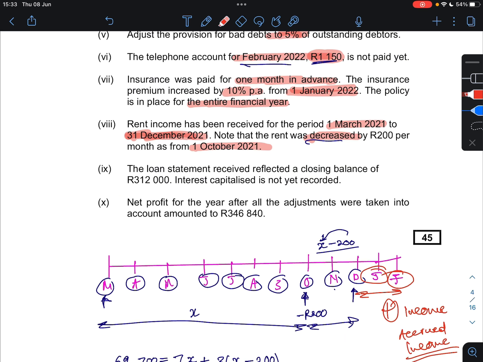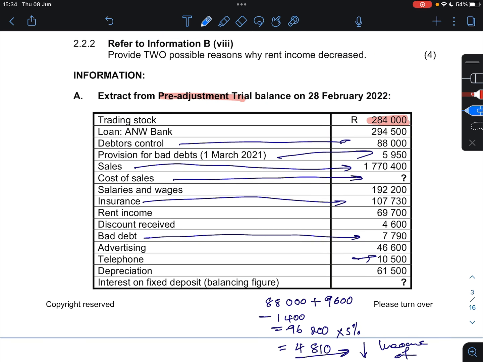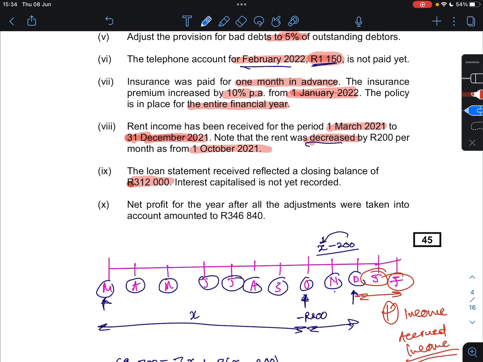We move on to the next adjustment, and it says the loan statements received reflected a closing balance of 312,000. Interest capitalized is not yet recorded. So we go to our information that we have. We have 294,500, but the loan statement shows 312,000. So the difference between these two amounts is that we as the business do not take into account interest, but the bank takes into account your interest.